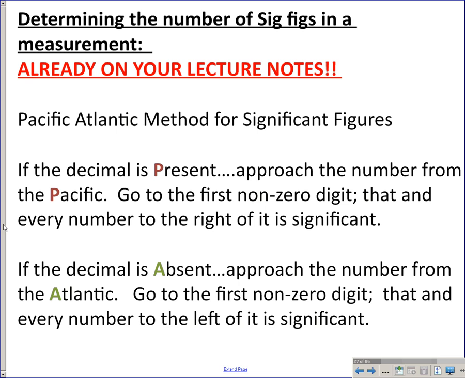So where's the Pacific Ocean? Hold on, let me draw my U.S. Florida, Texas, California, Washington, Hawaii, Alaska. Okay, cool. So, that looks awful. Okay, so the Pacific Ocean is where? Pacific, Atlantic. All right, so this is called the Pacific Atlantic Method because all you're doing is looking for a decimal. You look at a number and you see where the decimal is. If there's no decimal, the decimal is absent, yeah? Absent means Atlantic.